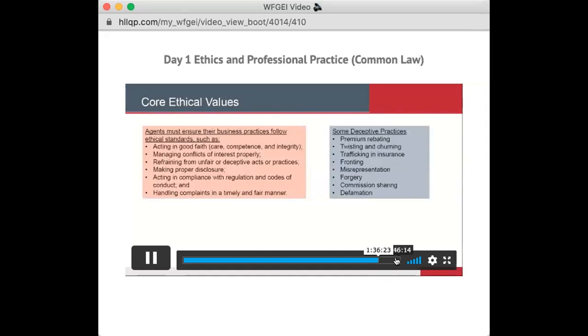So getting back to you, basically, what are the core ethical values? In other words, what are the absolute things that you must follow through on? Okay, so the agent must ensure their business practices follow ethical standards, such as acting in good faith. There's always a question on the exam in terms of what is the definition of acting in good faith. And that is a duty of care. In other words, you have a duty of care to do the best you can for your client.